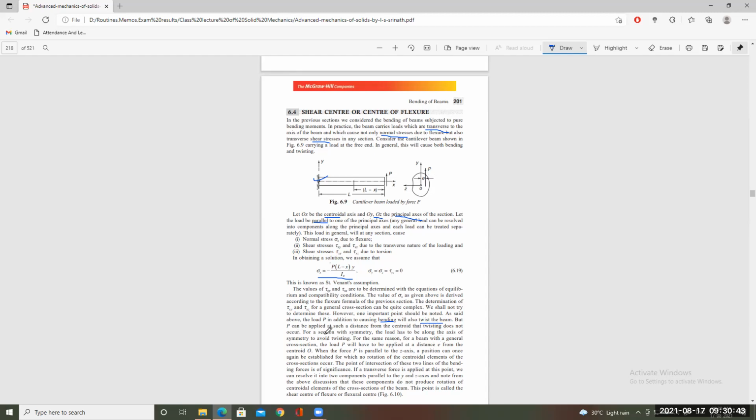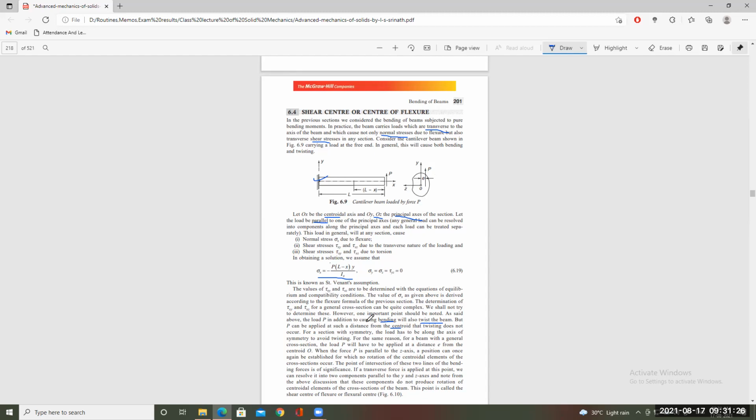But P can be applied at such a distance from the center that twisting does not occur. P should be at a certain distance, more or less close to the shear center, so that no twist can occur. We have to assume that it is more or less passing through the shear center so that it cannot rotate or twist the beam itself. Now for a section with symmetry, the load has to be along the axis of symmetry. If there is no axis of symmetry, it should be the central axis to avoid twisting itself. We are thinking that this section is more or less a symmetrical section.